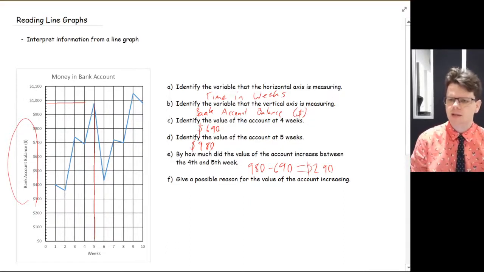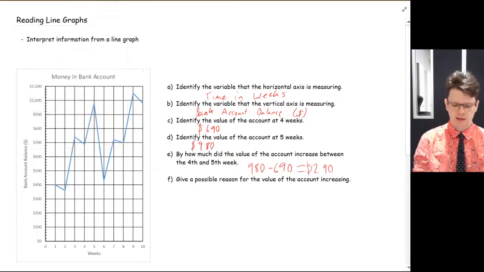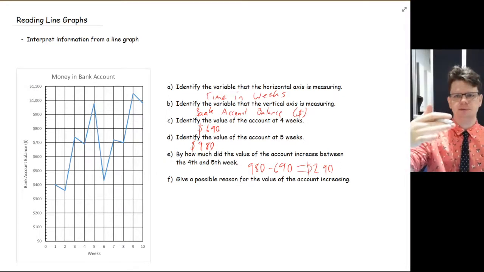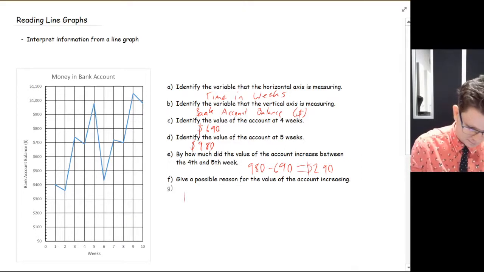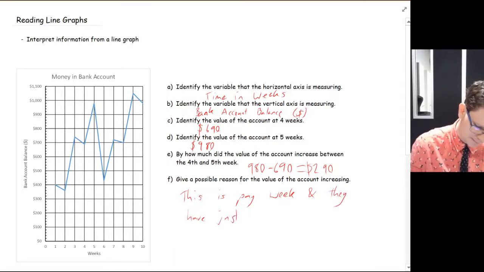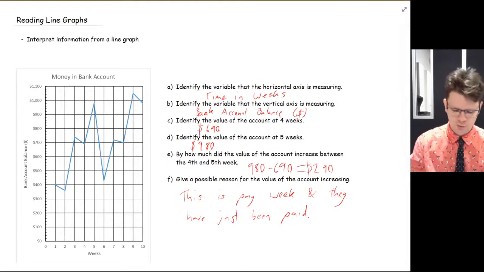And so the last part is just saying, give a possible reason for the value of the account increasing. Well, if we're measuring the number of weeks that pass and the value of an account, well, it makes sense that if their money has gone up, it's because they've been paid. So this was probably pay week. So they've just been paid that week. And that's why their money's gone up so much.